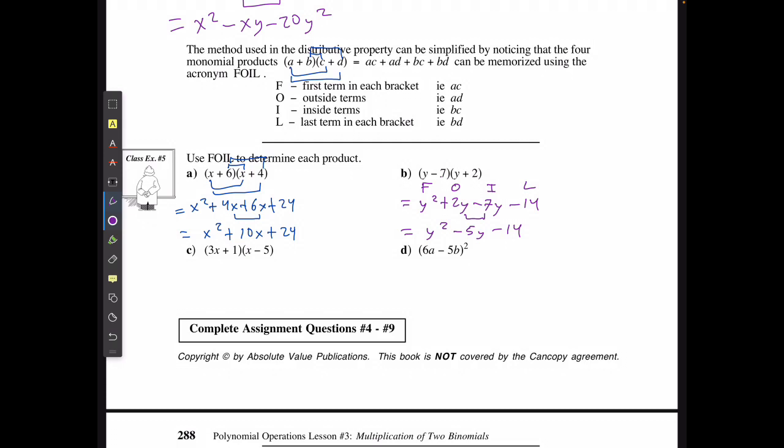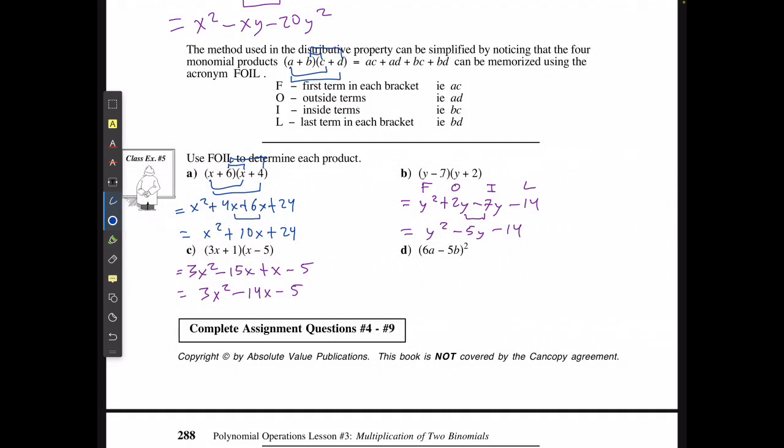For example C, first terms, 3x and x, give 3x squared. The outside terms, 3x and negative 5, give negative 15x. The inside terms, 1 and x, give me x. And the last terms, 1 and negative 5, give me negative 5. 3x squared minus 14x minus 5.